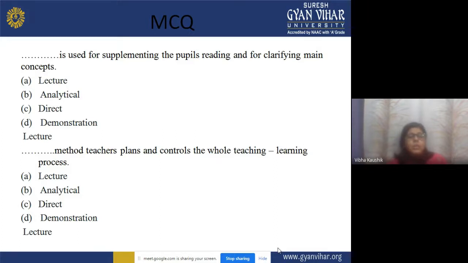The next one is dash method. Teachers plan and control the whole teaching learning process. Which method is called that method where the teacher has to plan each and everything and the teacher controls the whole teaching learning process? Now the options are A. Lecture, B. Analytic, C. Direct, or D. Demonstration. So the correct answer is option A, that is a lecture method is a method where the teacher plans each and everything and the whole teaching learning process is under his control.